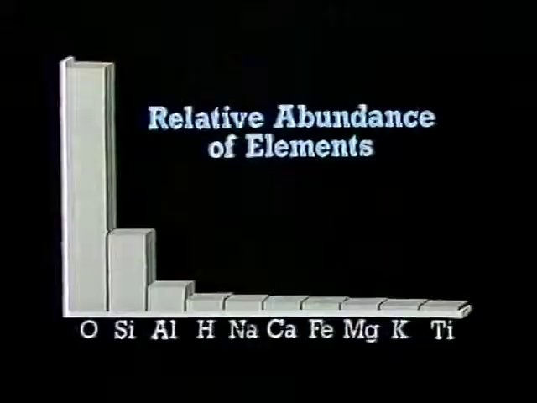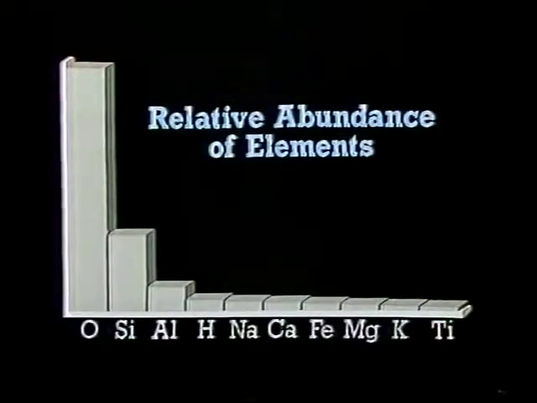The final point I want to make is on the relative abundance of different elements. What stands out is how one or two elements dominate our Earth's crust. Oxygen, for example, accounts for more than half of the Earth's crust. What's surprising is just how rare some of the elements we take for granted in our everyday lives really are.